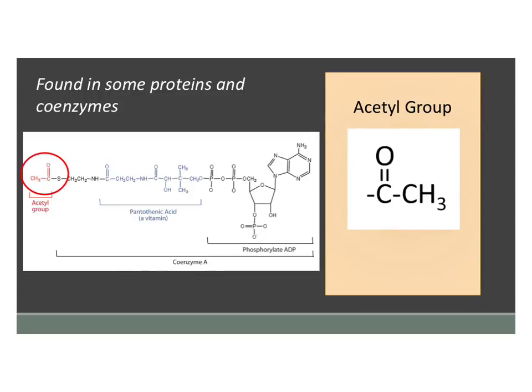And finally, the last group is the acetyl group. The acetyl group is a carbon double bonded to an oxygen and another carbon with 3 hydrogens going around. So this CH3, you have to imagine 3 hydrogens bonded to that carbon. This is found in some proteins and in some coenzymes, such as coenzyme A, which is shown here. And you can see it located here on the end of coenzyme A. So those are your 7 functional groups. You're going to have to learn them, and we'll talk more about them in class.